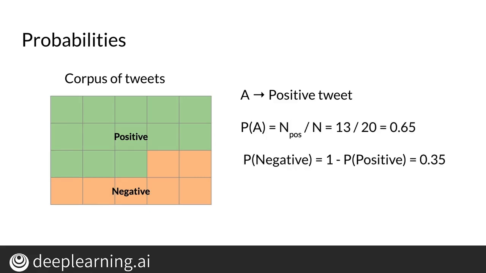In this example, that number comes out to 13 over 20, or 0.65. You could also express that value as a percentage, 65% positive. It's worth noting that the complementary probability here, which is the probability of the tweet expressing a negative sentiment, is just equal to 1 minus the probability of a positive sentiment. Note that for this to be true, all tweets must be categorized as either positive or negative, but not both.